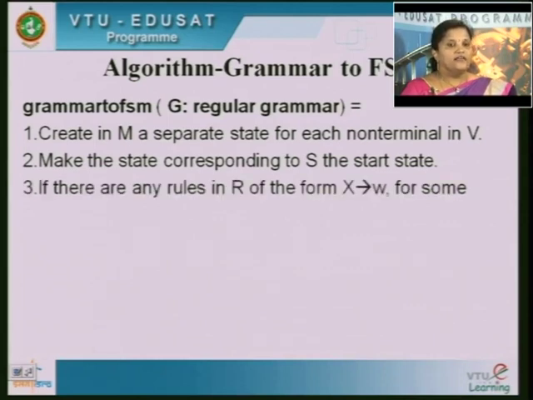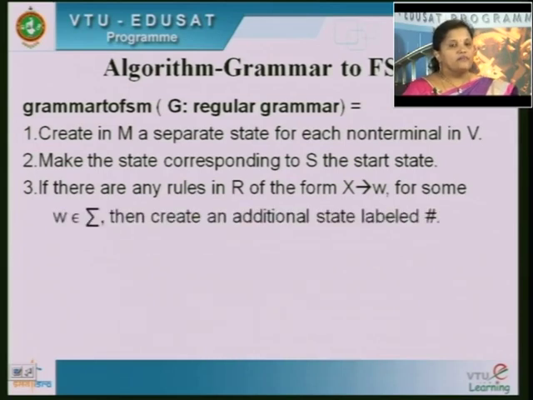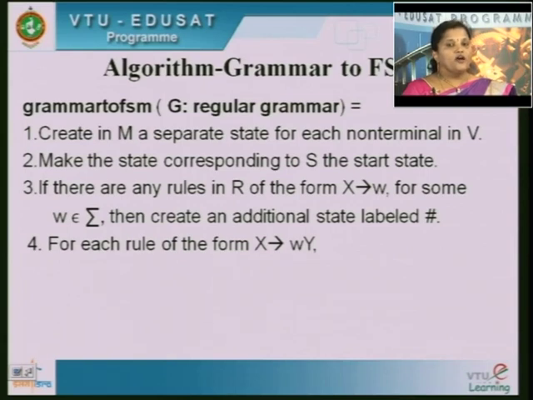state. And if there are any rules of the form X derives w for some w which belongs to sigma, then create an additional state labeled hash. For each rule of the form X derives wY, we create a transition from X to Y labeled w. And if any non-terminal derives only the terminal, then we add an extra accepting state, hash.